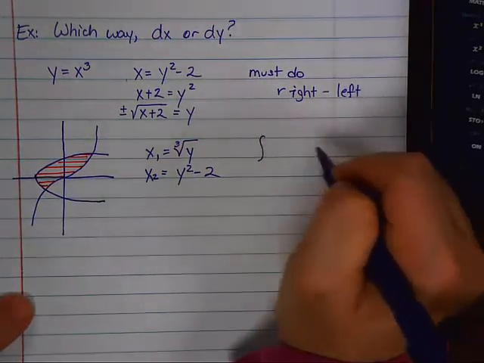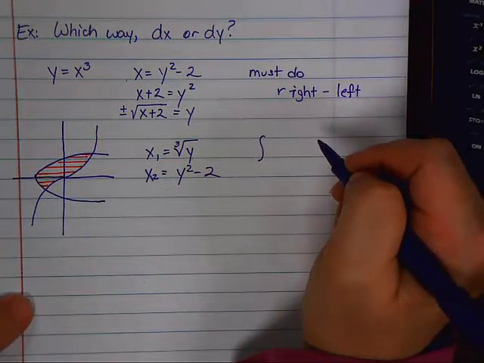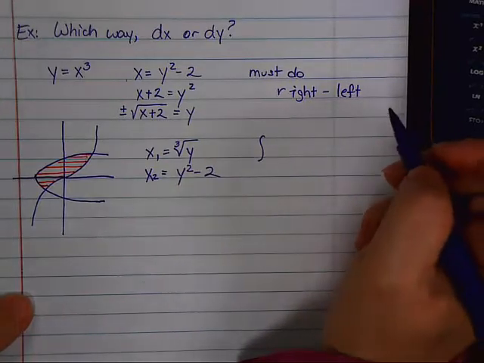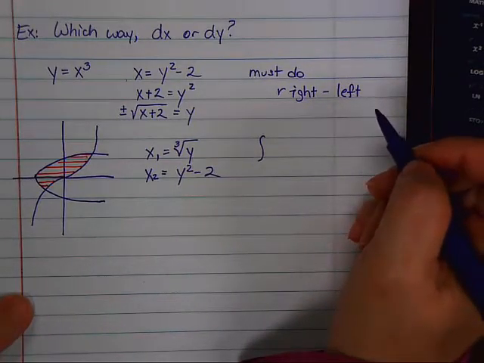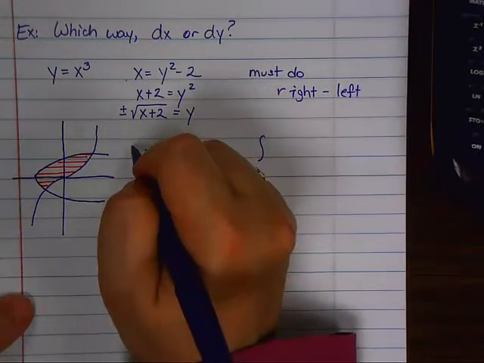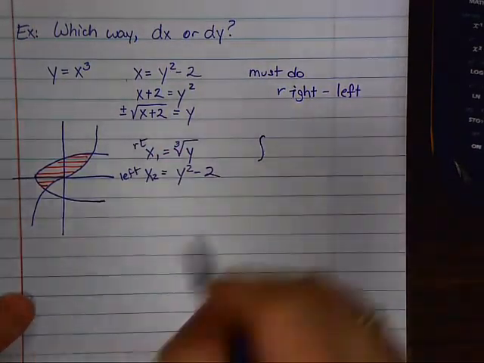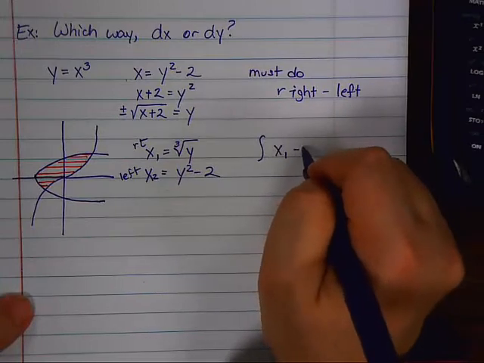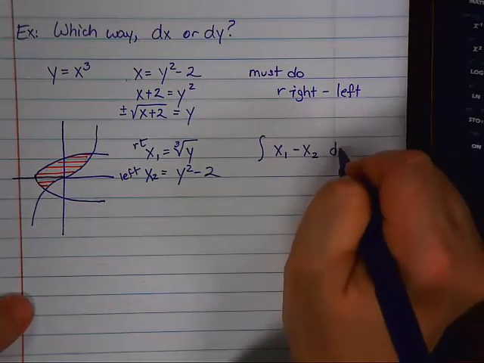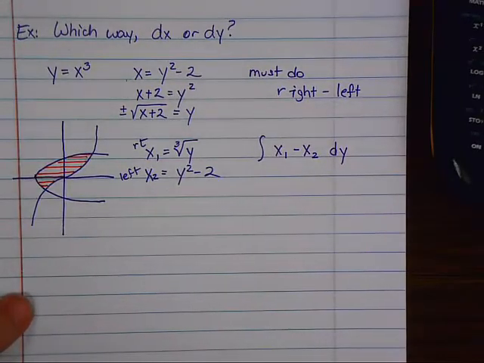So now when I set it up, which curve is the right curve? The cube root is. So this is right, this is left. So in my case, it's going to be x1 minus x2 dy. Okay. Now, I need limits of integration.